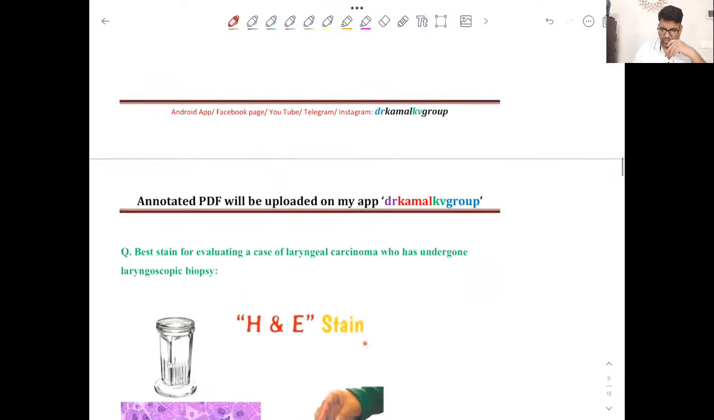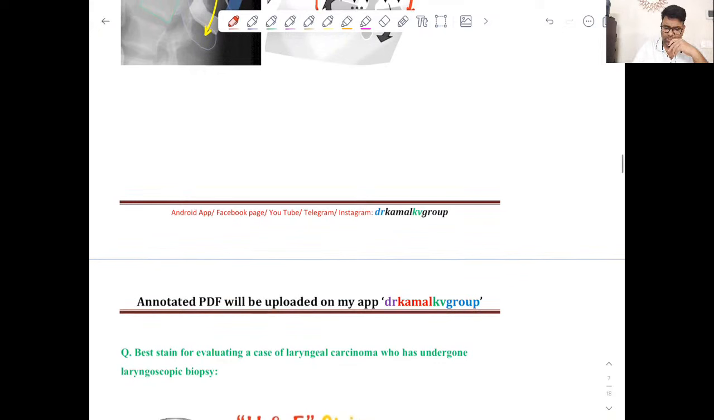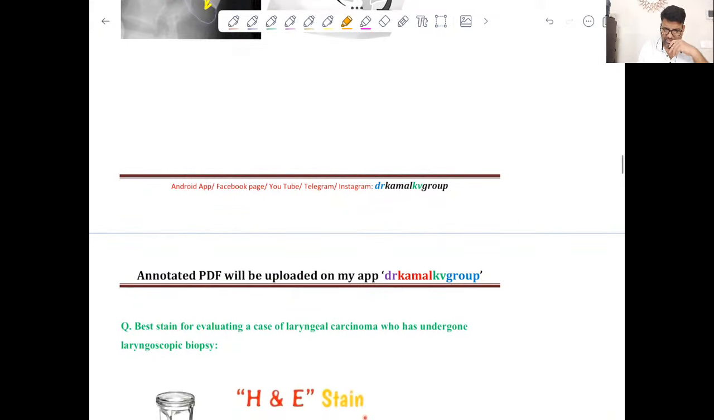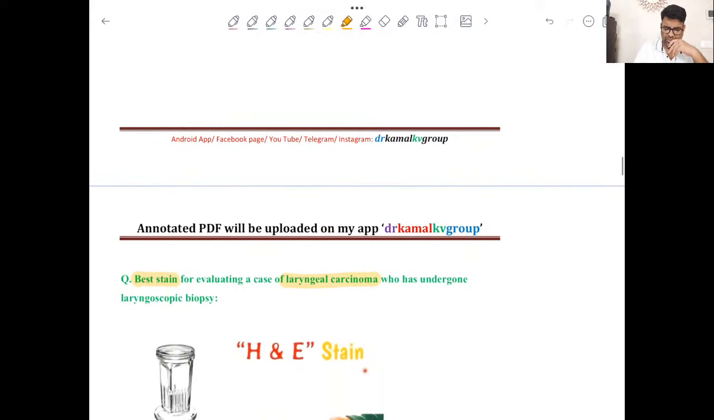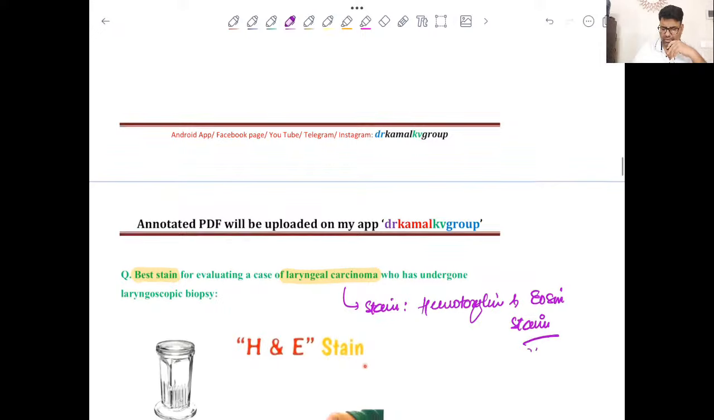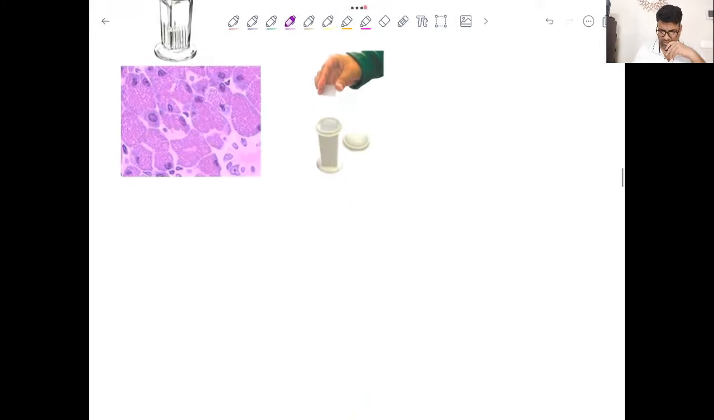Then we move to the next question, and this was about the best staining method whenever we want to do a biopsy for laryngeal carcinoma. So for this you can just remember that this is hematoxylin and eosin stain, right? So the best stain for this is hematoxylin and eosin stain, right? So that is what we do for the majority of tumors or carcinomas.